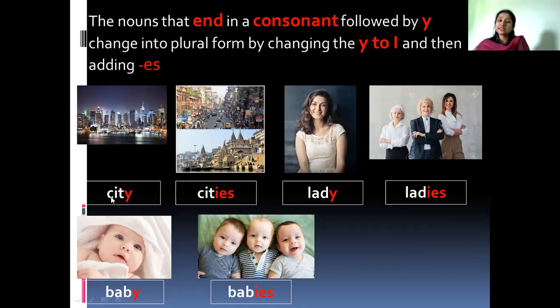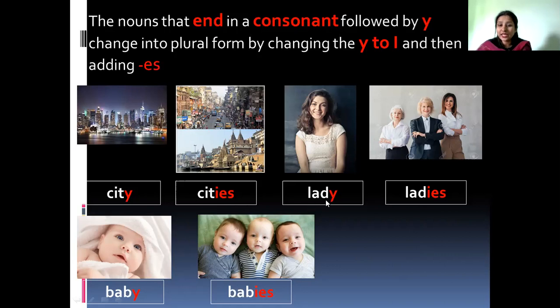Let's see. City. The last letter is Y. Before the last letter, which letter is there? T. T is a consonant. So, because a consonant is there, when we want to make the plural form of city, cut this Y and join IES. That means CIT, IES. Cut that Y, drop that Y.